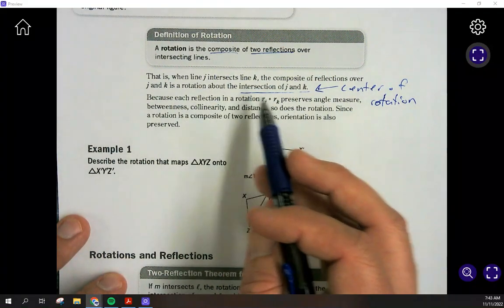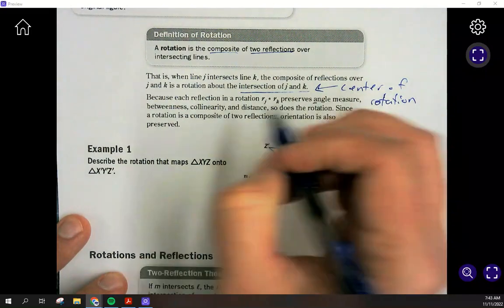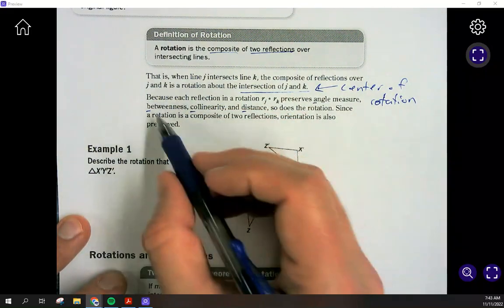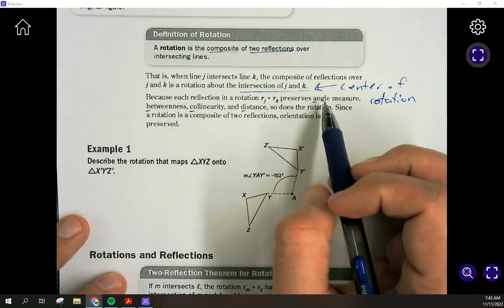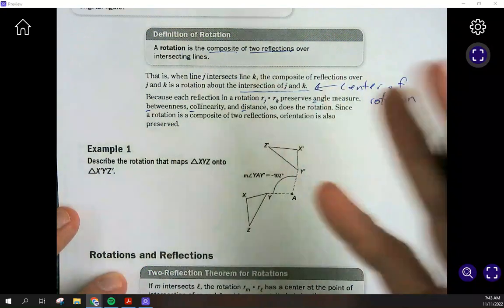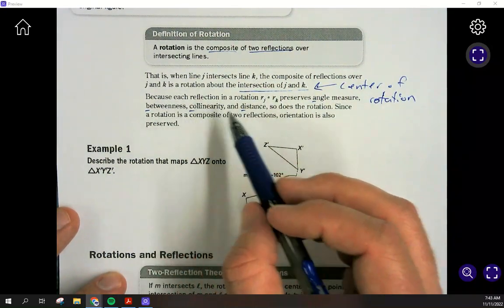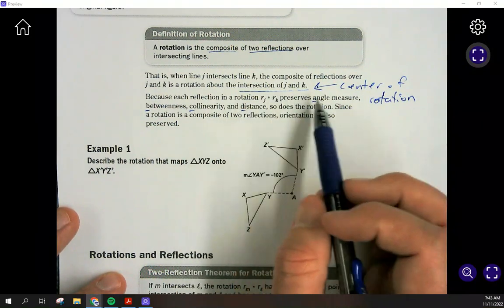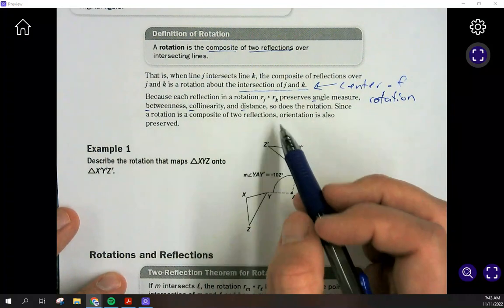Now, because each reflection in the rotation preserves angle measure, betweenness, collinearity, and distance, remember we can remember that as A, B, C, D, so does the rotation. We know that reflections preserve these things. When you flip something over a line, the angles don't change, betweenness doesn't change, collinearity doesn't change, and distance doesn't change. So in these rotations, all of those will still be preserved because we're just doing a reflection twice.